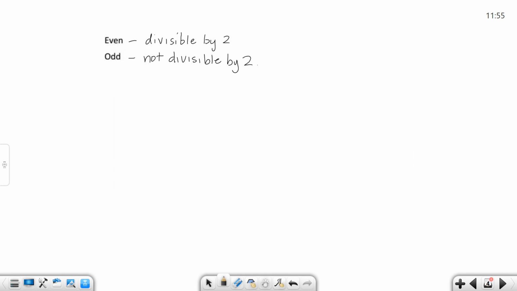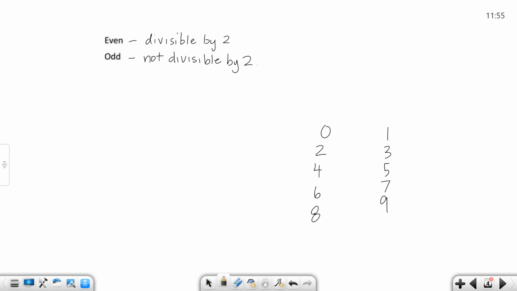The next thing we have is even and odd. Even means it's divisible by 2. Odd means that it's not divisible by 2. So if it ends with a 0, 2, 4, 6, or 8, that means it is divisible by 2. If it ends with a 1, 3, 5, 7, or 9, that means it's not divisible by 2.